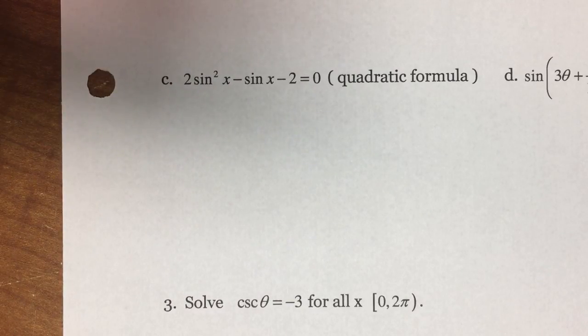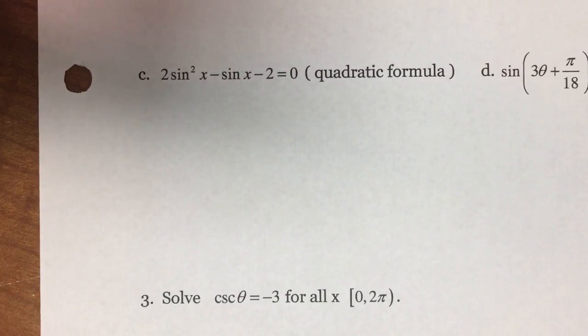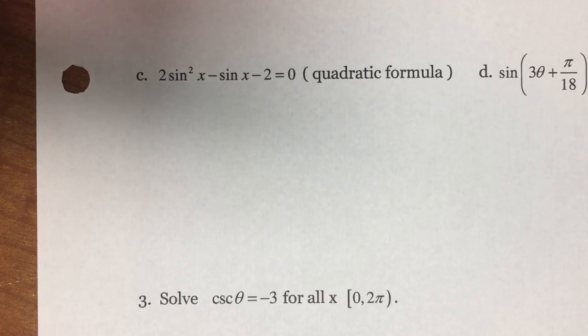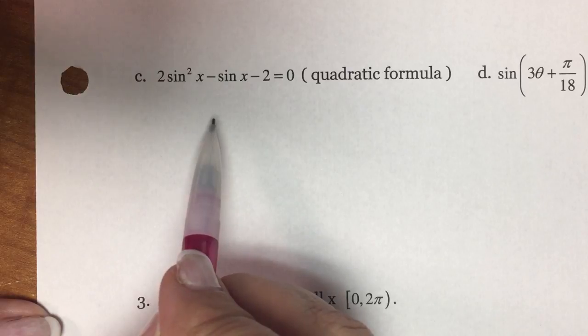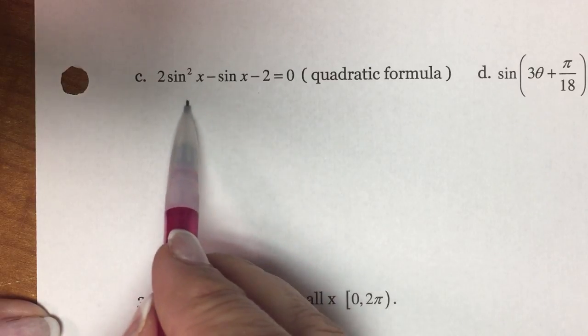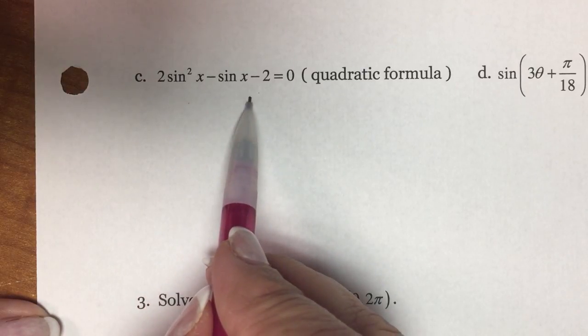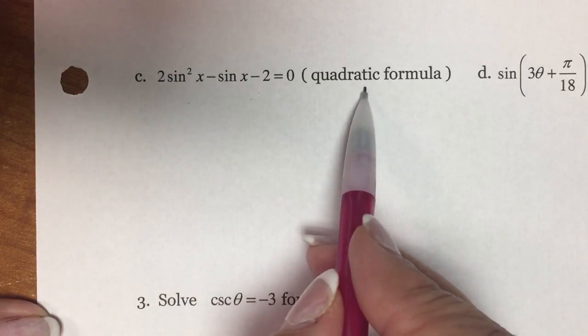Okay, so this is the notes for 7.3, part 2. If you look at C, you can try from now until the cows come home, and that is not going to factor, which is why I gave us a note here. We have to use our quadratic formula.